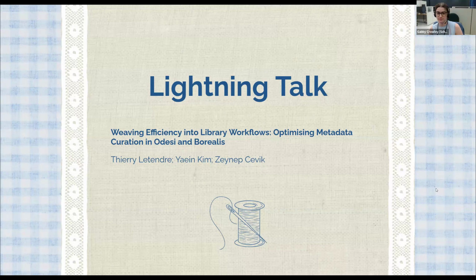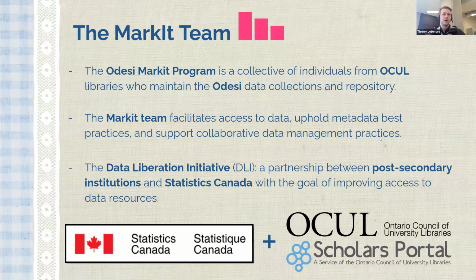Okay, perfect. So we've been up to a lot of things this year at Odesi. As entailed by the title of this discussion, we'll be talking about how we've been including efficiency in our existing workflows. Just to give a quick breakdown of what the MARKET team is, we're a collective of individuals that work in different OCUL libraries, and we help maintain the existing and upcoming Odesi collection. This includes Statistics Canada surveys, which we'll talk a little more about on future slides. The MARKET team, which is largely made up of students and their supervisors in each respective OCUL institution, facilitates access to the data.